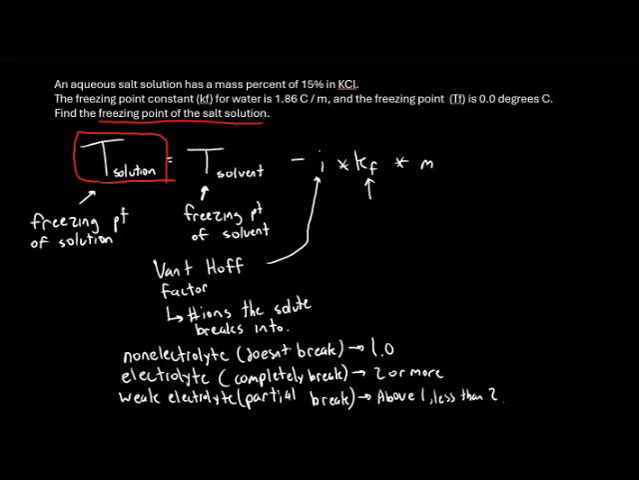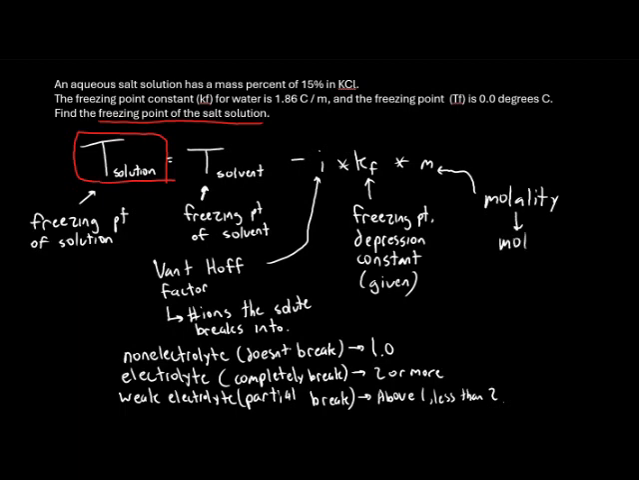Kf is called the freezing point depression constant. This will almost always be given to you directly, or you'll be given a table in which you can look it up for pretty much every instance in this class. Lowercase m, if you've watched the previous videos, you'll know that stands for molality. And the definition of molality is moles of solute divided by the kilograms of solvent. Now that we know the meaning of each of the symbols, we can figure out how many of these symbols we know and place them into the equation.